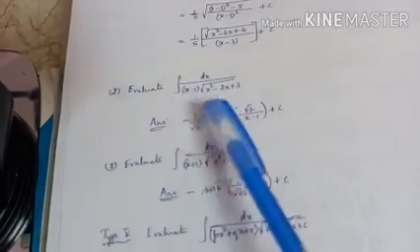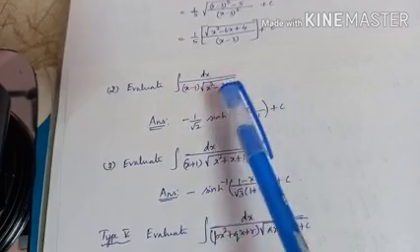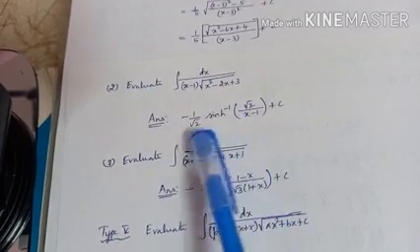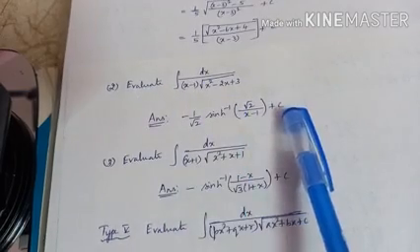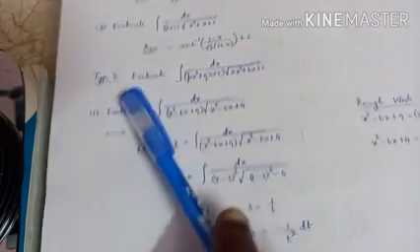You try this problem with the same method, with a linear factor into square root of a quadratic factor. I have given you the answer. Next is type 5.